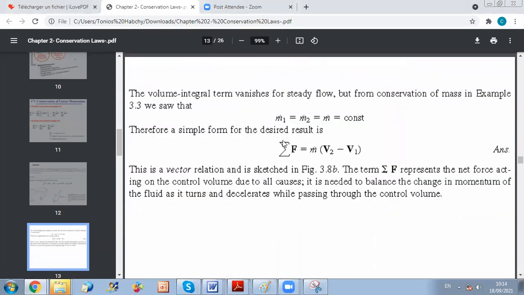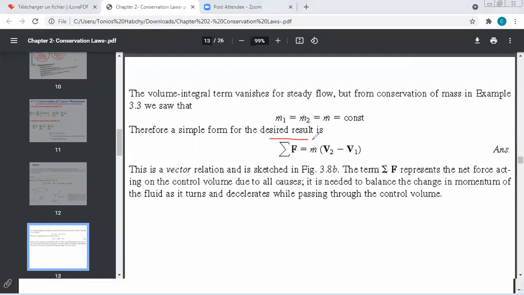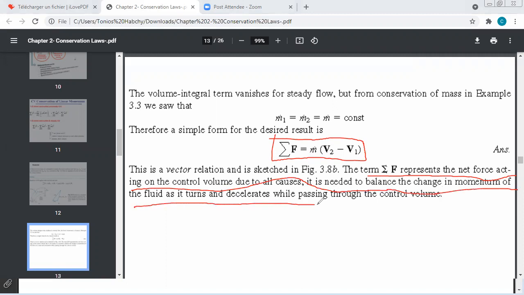So as we said, the resultant force that should be applied on the control volume to keep it fixed is m dot times (v2 minus v1). We can interpret this term as the net force acting on the control volume that is needed to balance the change in momentum of the fluid as it's turning and decelerating while passing through this control volume. So whenever I have a change in direction, or a change in magnitude of the velocity through my control volume, I need to have a net force acting on my control volume.